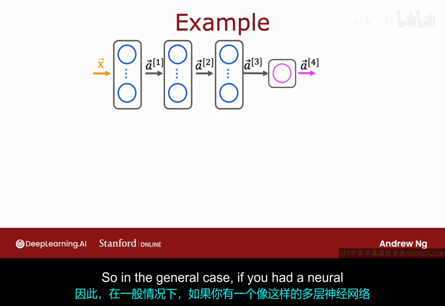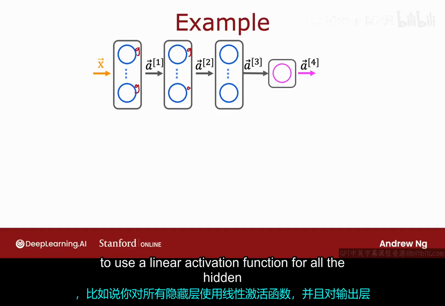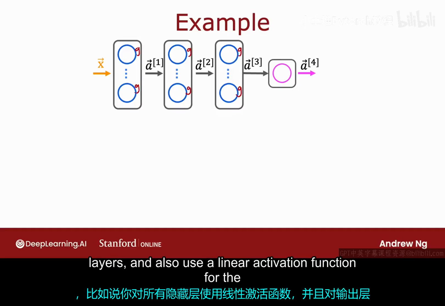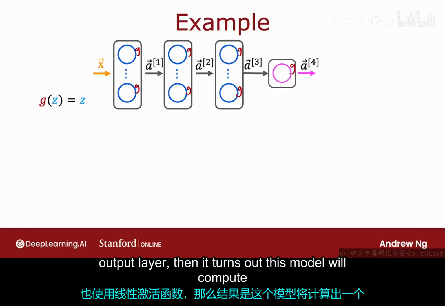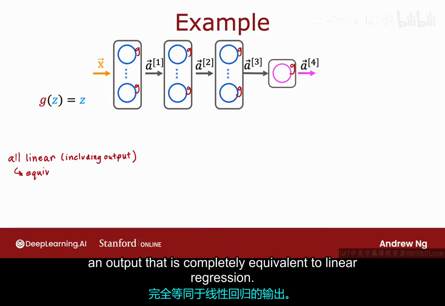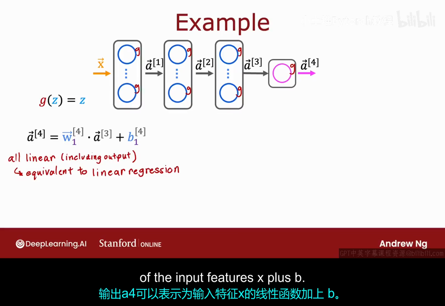So in the general case, if you had a neural network with multiple layers like this, and say you were to use a linear activation function for all of the hidden layers, and also use a linear activation function for the output layer, then it turns out this model will compute an output that is completely equivalent to linear regression. The output a4 can be expressed as a linear function of the input features x plus b.